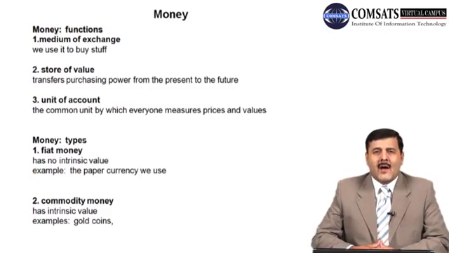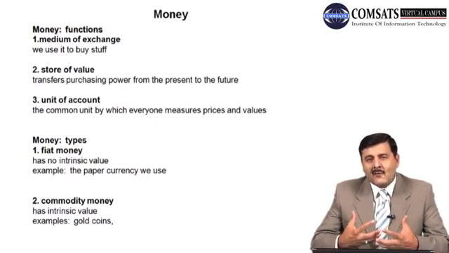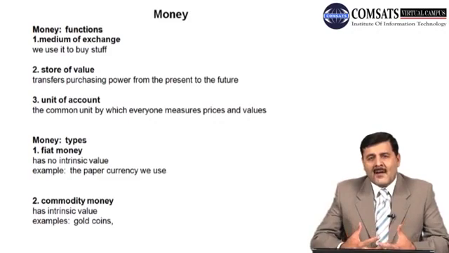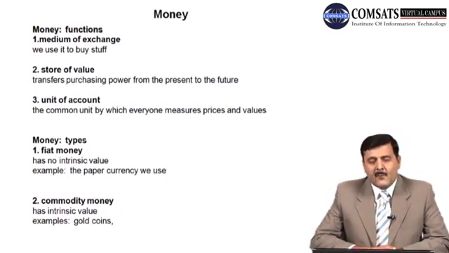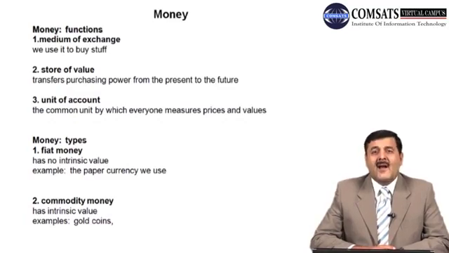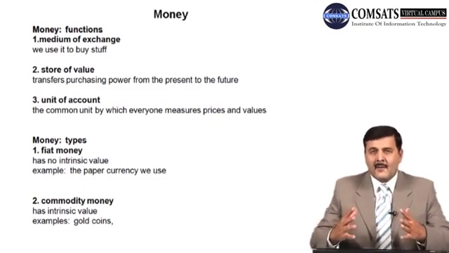Number two is the store of value. Money can be used to transfer purchasing power from the present to the future. We can store value by using money, right? So we can basically transfer the purchasing power of the consumer from the present to the future. We can buy goods at the present, and then use those goods in the future, whenever those products are needed, right? So money can be used for the transfer of such purchasing power from present to future.